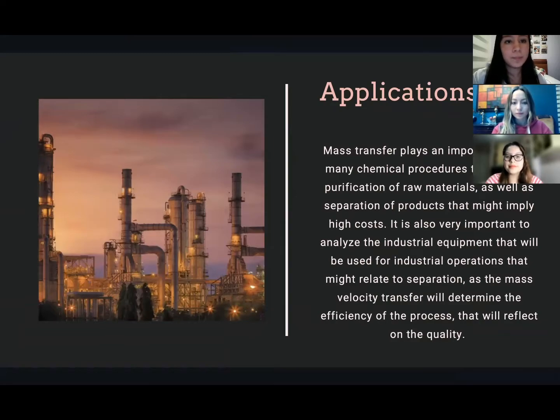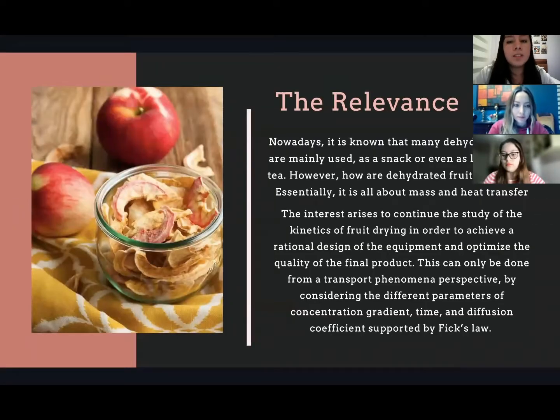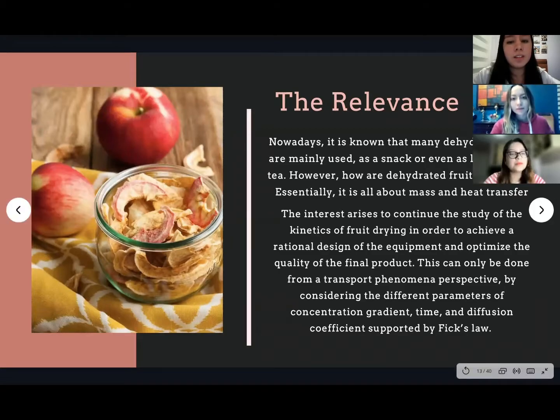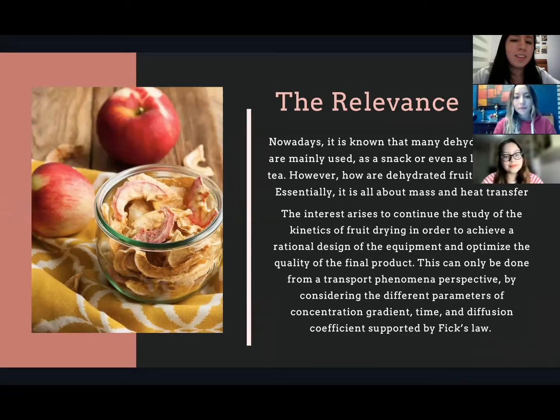Now, about the relevance of this project, nowadays it is known that many dehydrated fruits are mainly used as a snack or even as little bags of tea. However, how are dehydrated fruits produced? Essentially, it is all about mass and heat transfer, as we talked about before. The interest arises to continue the study of the kinetics of fruit drying in order to achieve a rational design of the equipment and optimize the quality of the final product.